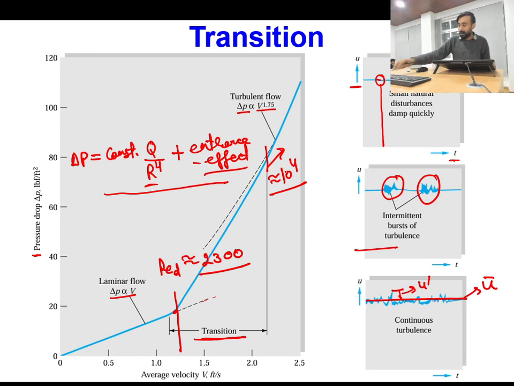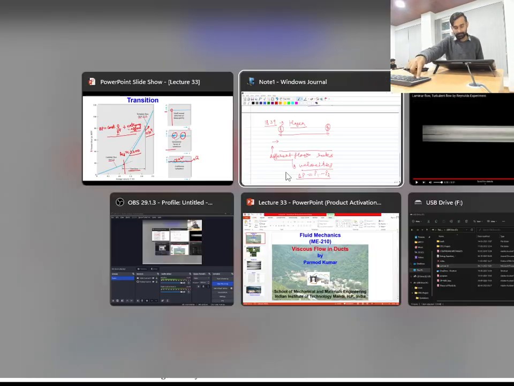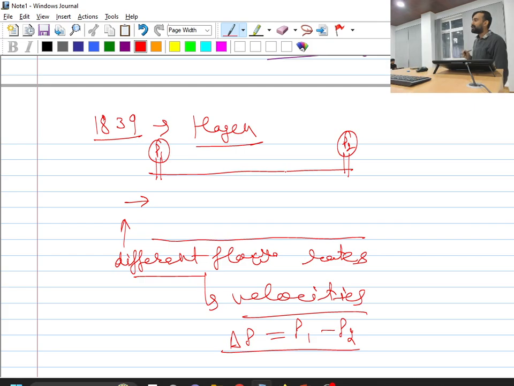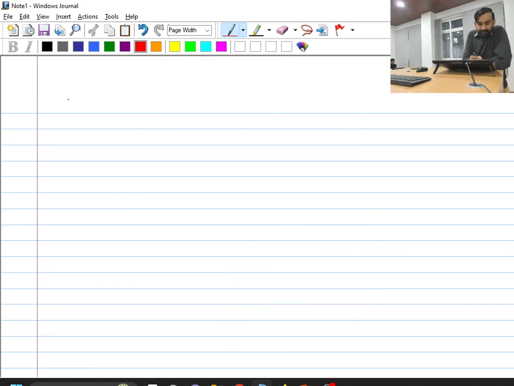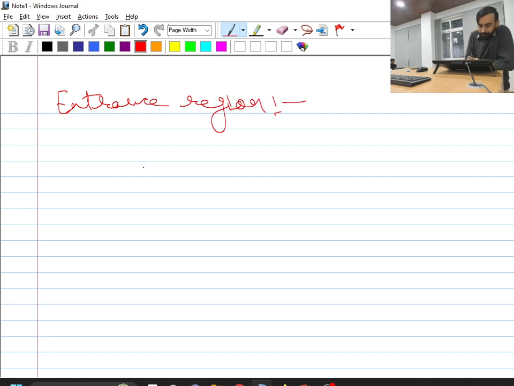Okay, now if I talk about the entrance effects, one important point we have got from here is that we have to consider some entrance effects. So to study the entrance region, what we can do is, I can consider, say, this is my circular duct.